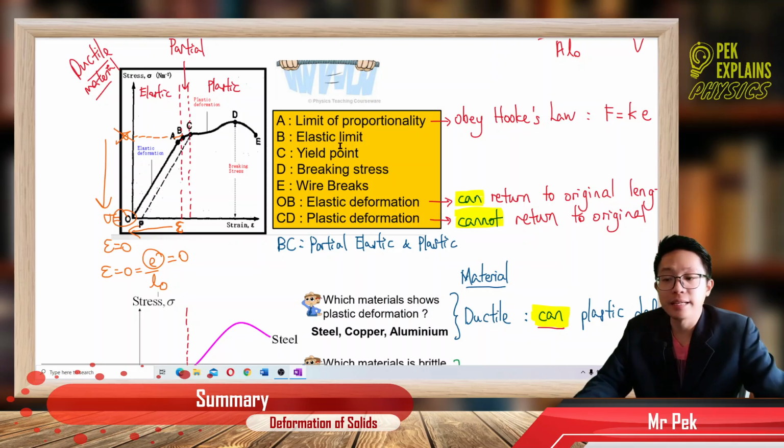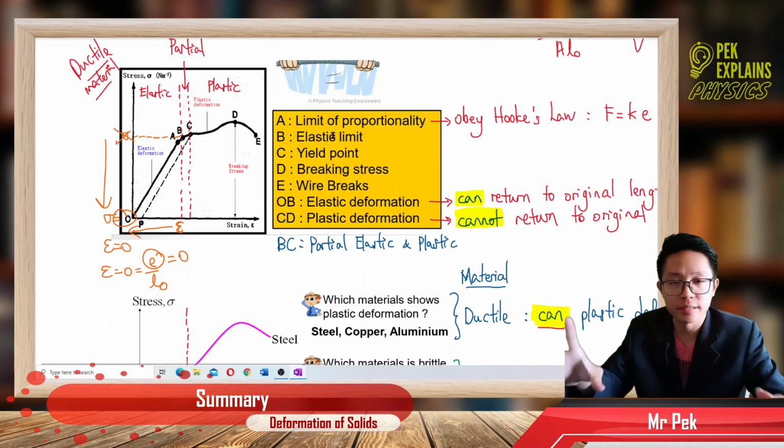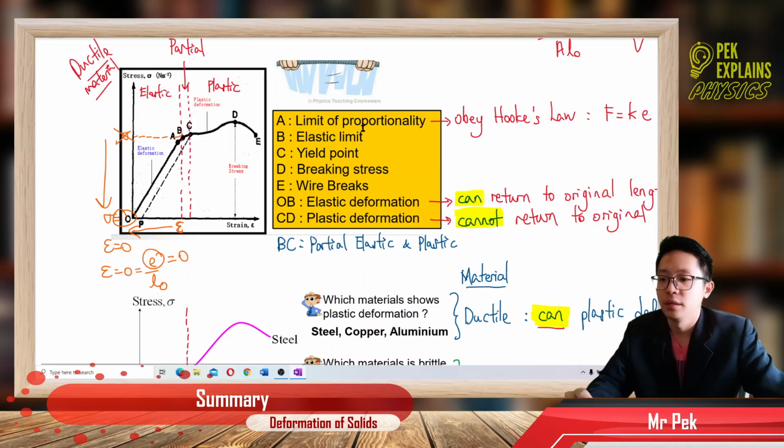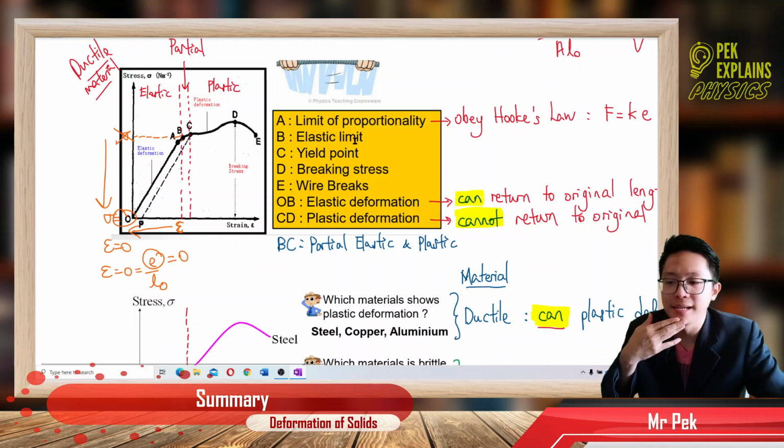So elastic limit is the maximum point until which you can elongate, and when you release the stress or release the force, it will totally go back to original length. Okay? Elastic deformation only allows until the elastic limit. Understand? But what is the difference between elastic limit and limit of proportionality?